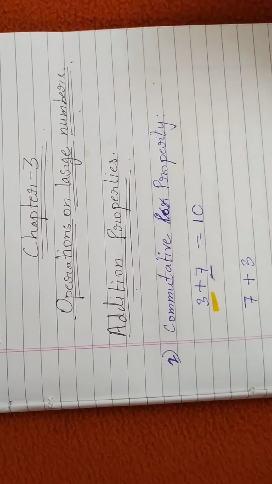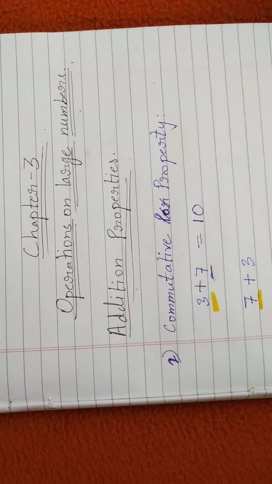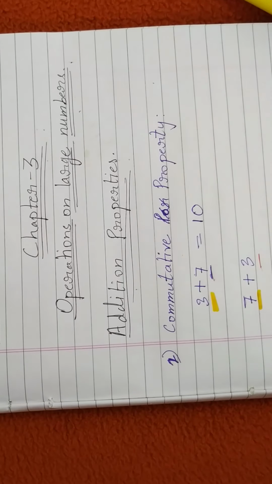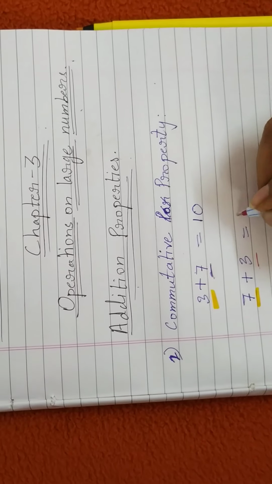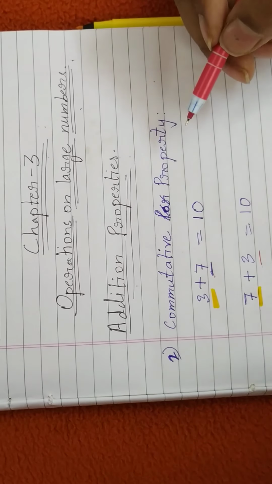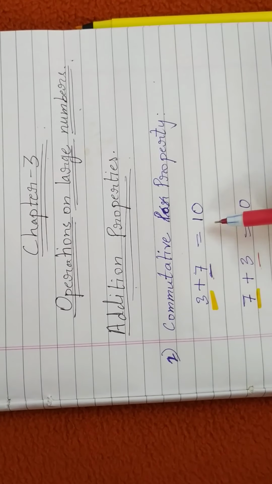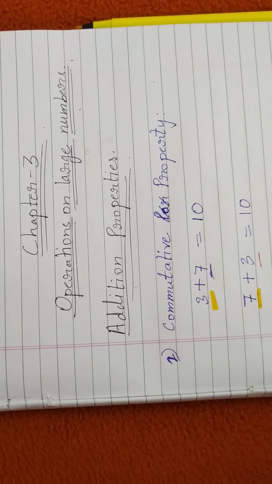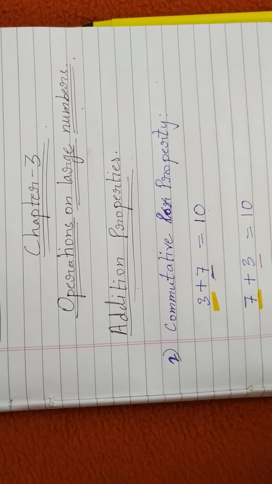Now children, if I ask you, which is the first addend here? 7 is the first addend. Which is the second addend? 3 is the second addend. If we add 7 plus 3, what will we get? 10. Yes. So commutative property says, if we change the order of addends from 3 plus 7, the answer will be the same. The sum is not going to change. 3 plus 7 is equal to 10. 7 plus 3 will be 10.